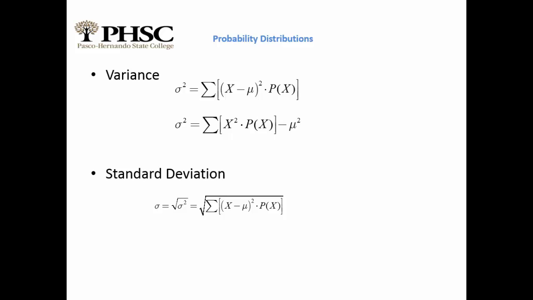The next thing we're going to talk about is variance and standard deviation. So here's the formula for variance. There are 2 formulas, but we get the same value. And then, of course, standard deviation is just the square root of the variance. And so I'm going to show you how to do that using Excel.